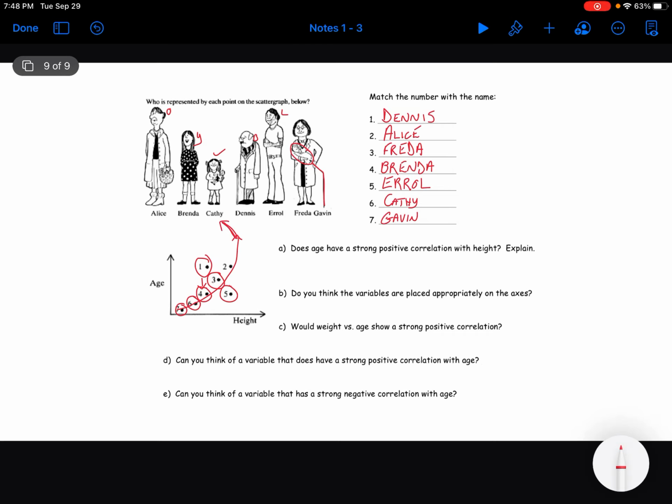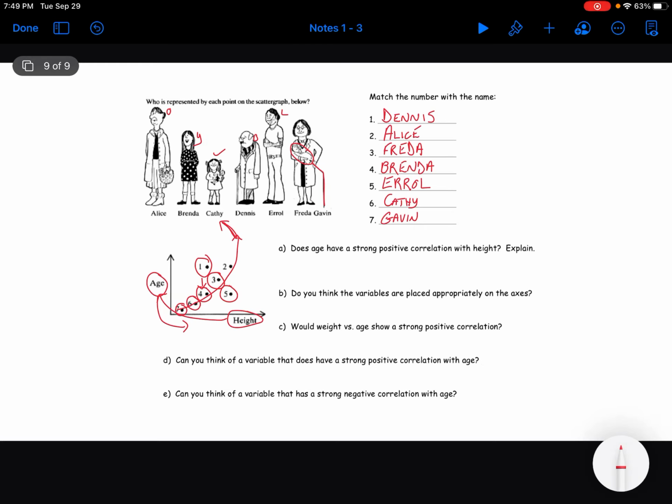Do you think the variables are put on the appropriate axis? Well, I would say no, because we talked about this. The dependent variable should be on the y-axis. If we look at this, age should be down here. Height should be up here. Okay, because height depends on the age. It depends on how old we are.